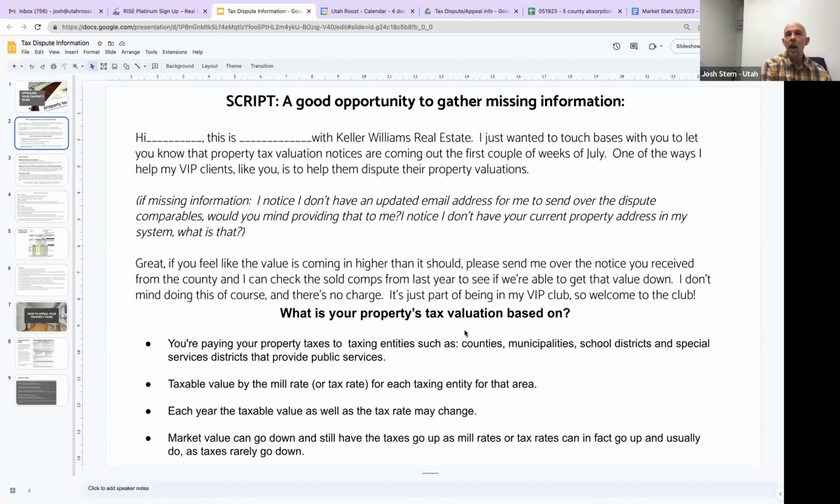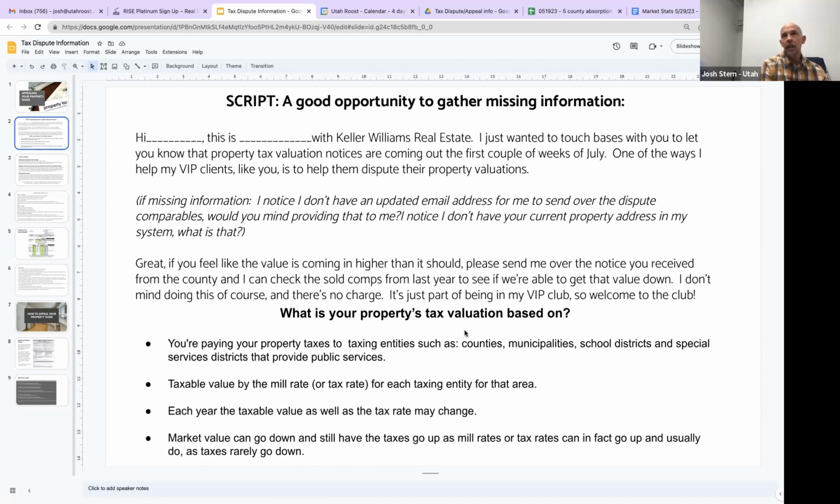A lot of people don't even know. Even real estate agents sometimes don't even know what the valuation is actually based on. You're basically paying property taxes to different taxing entities. So obviously you have counties, municipalities, school districts. You have special service districts that also provide public services, right?